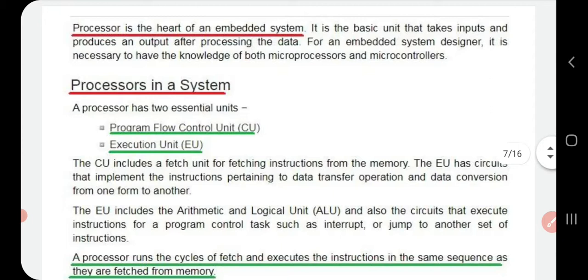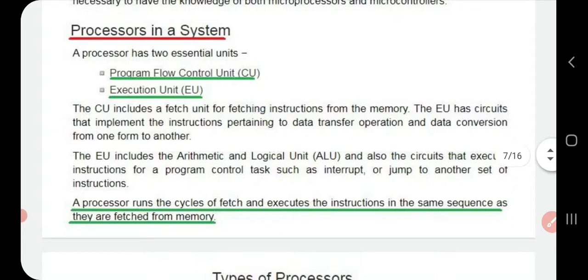The heart of any embedded system is the processor, and it is a basic unit that takes input and produces an output after processing the data, which you all know. Now, a processor has two essential units, which are the program flow control unit and the execution unit. The control unit is a fetching unit for fetching instructions from memory. Then the execution unit has circuits that implement the instructions related to data transfer operations and data conversion from one form to another.